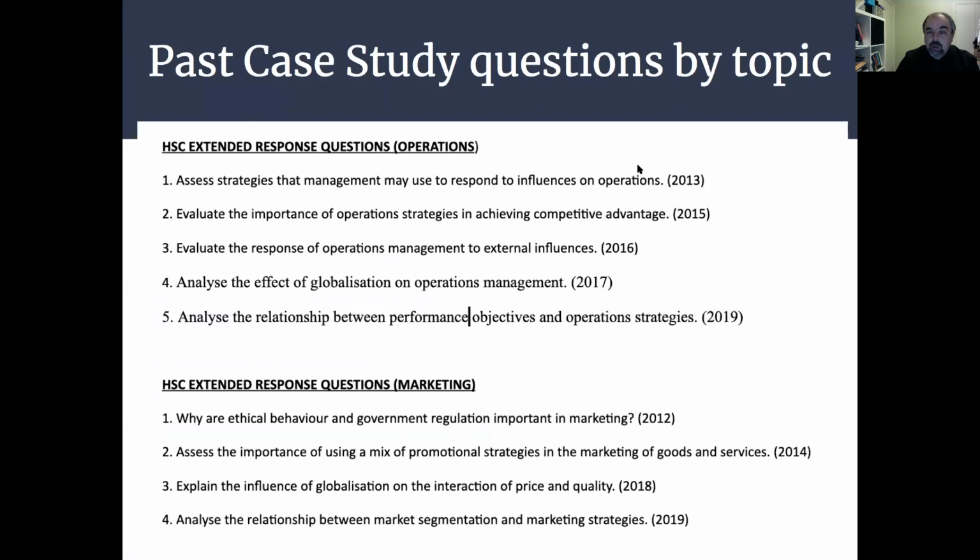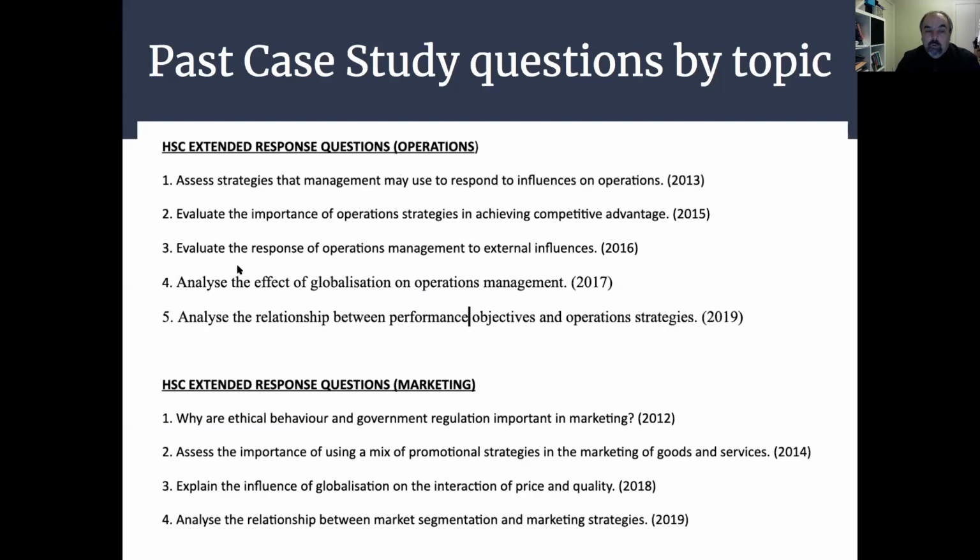So you can see operations has been the most tested in the last section. Now, I'm not saying to you, let's start predicting and guessing what questions and topics they're going to be, but looking at the past questions, we can get an idea of what has been asked and what hasn't been asked, and that helps with our preparation.